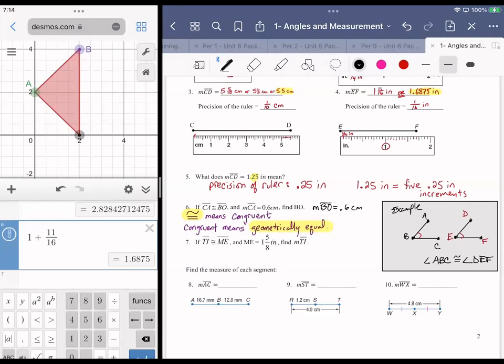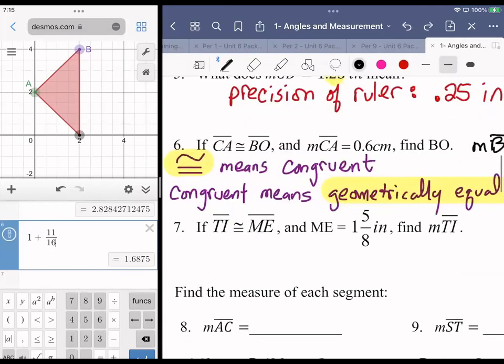So number 7 is basically the same thing. We're looking at, these two measurements are congruent to one another. They have the same value and same unknown value. A little typo here. This should say the measure of side, or line segment, ME. So let me just make a little adjustment.